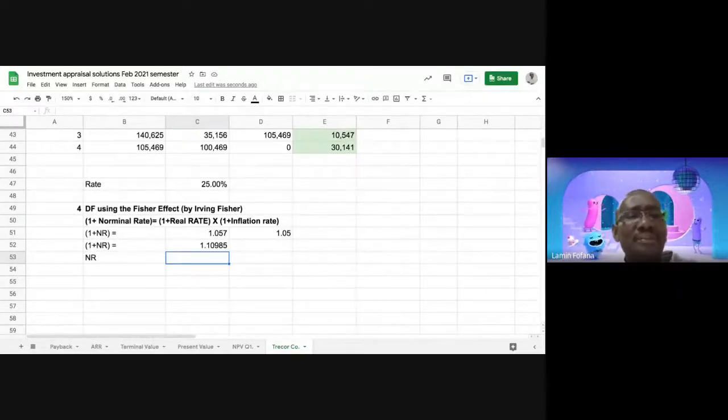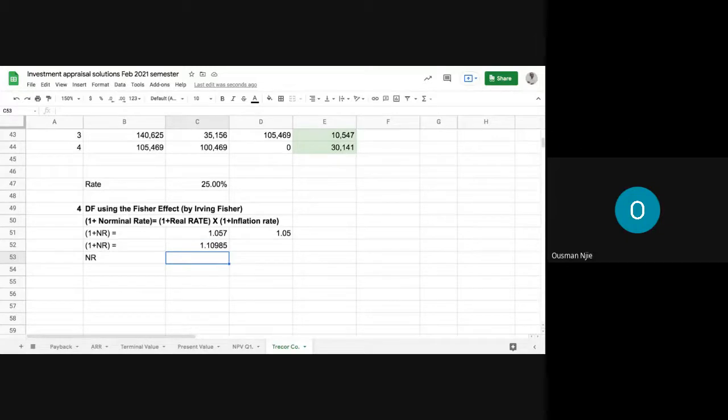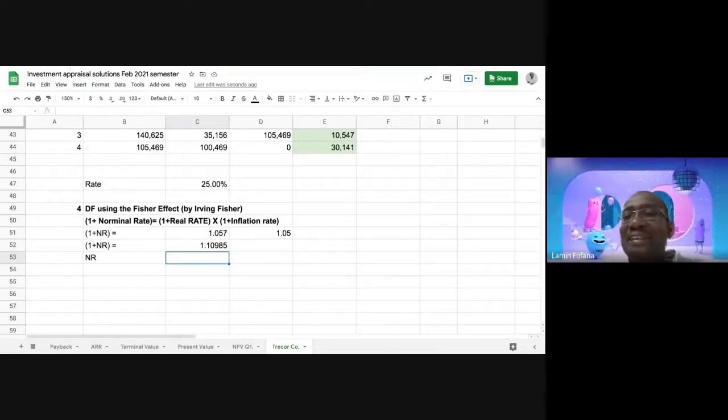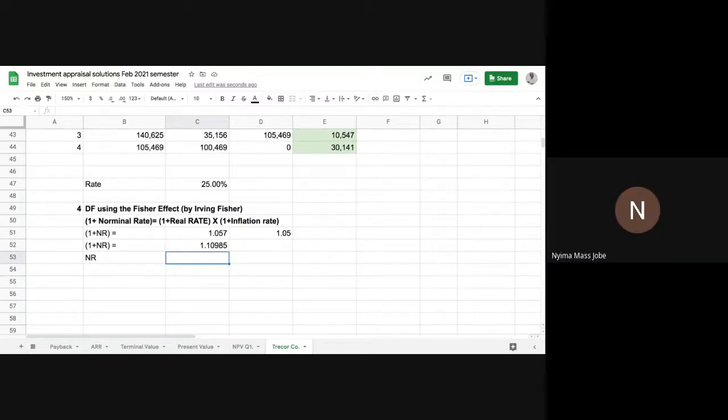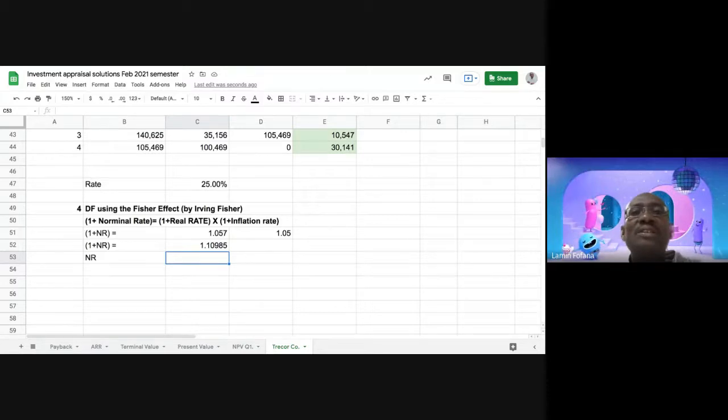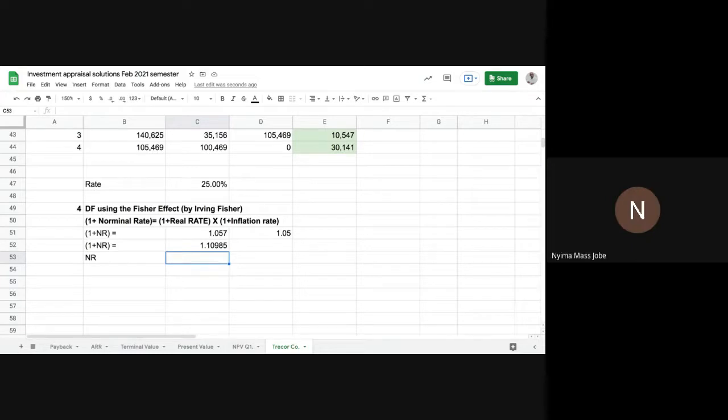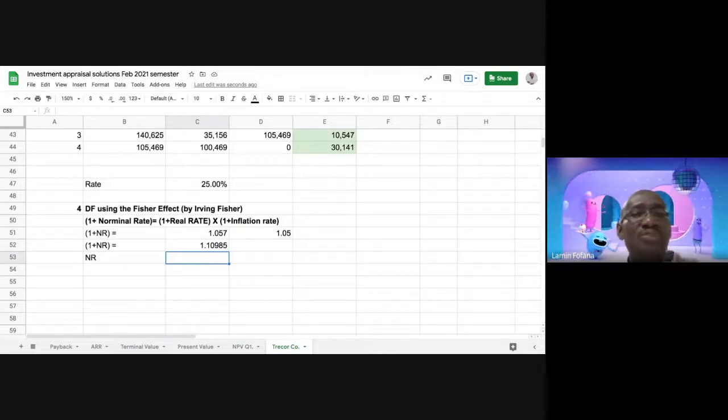So now, what is NR? One by one, please. Who wants to try? Nima? Tell us, what will be our NR now? You have to move the one there to the other side. That will make it negative. So NR is 1.10985 minus 1.